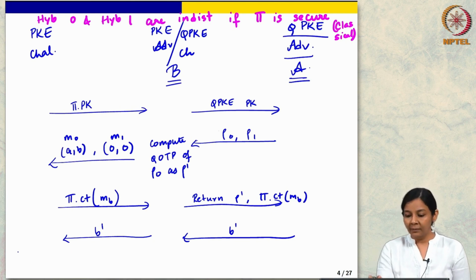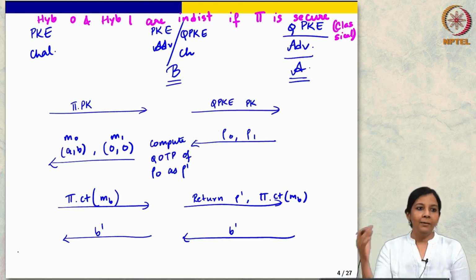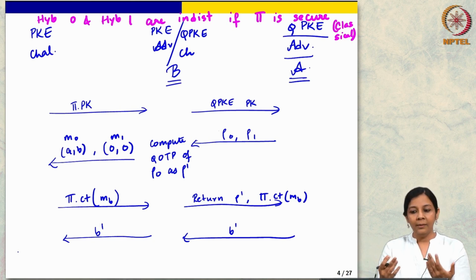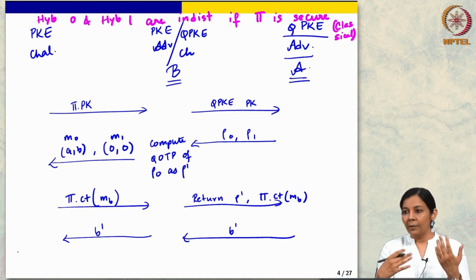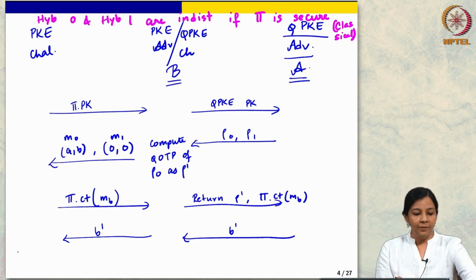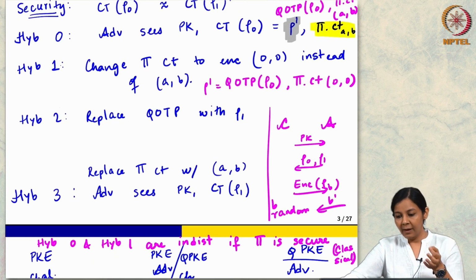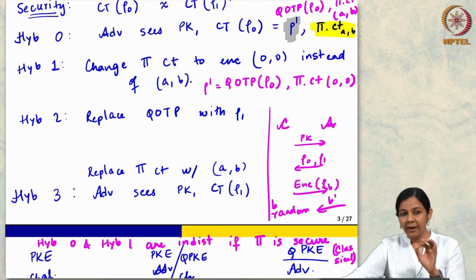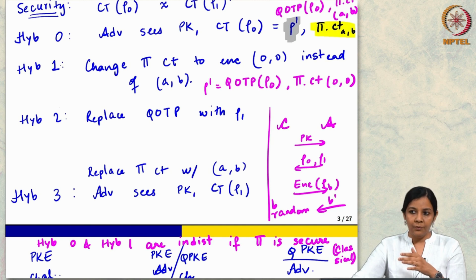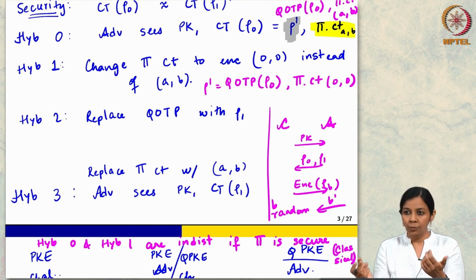So, that is why we did this reduction, right. Now we can see why hybrid 0 and hybrid 1 are indistinguishable, because we assume pi is secure, and if there exists an attacker who can distinguish between hybrid 0 and hybrid 1, then I can build another attacker called B over here who can break the security of pi. Okay. So, this is why hybrid 0 and hybrid 1 are indistinguishable, and then having replaced the pi ciphertext, right, from AB to 0 0, I broke the dependence between the two, right.